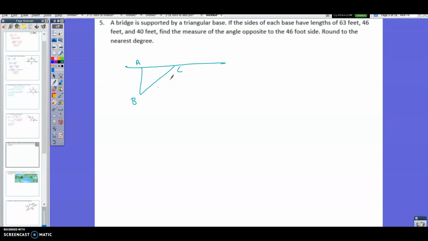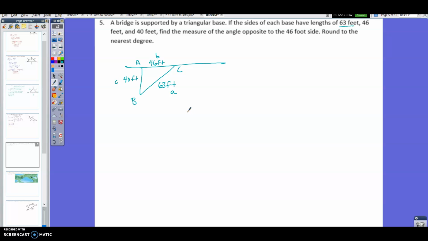This looks like the longest side here, so we'll say that that's 63 feet, which is side A. Then the next one is 46 feet. We'll say this one's 46 feet, which is side B. And then we have 40 feet over here, which is side C.